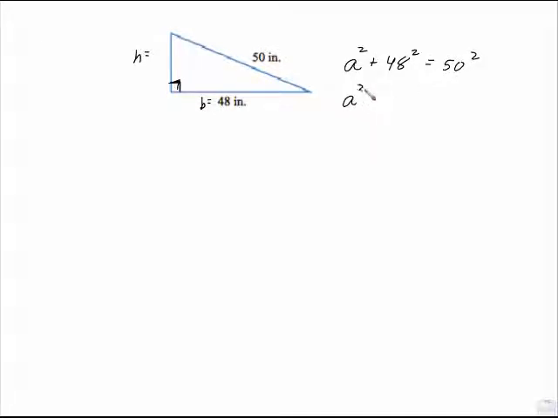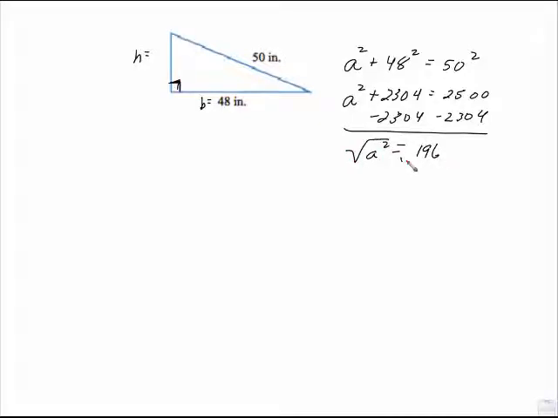So a squared stays as a squared. 48 squared is 2,304. 50 squared is 2,500. Subtract 2,304 from both sides. So a squared is 196. Undo the squared by taking the square root, and a is 14.